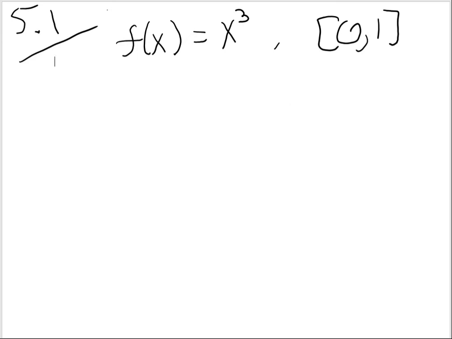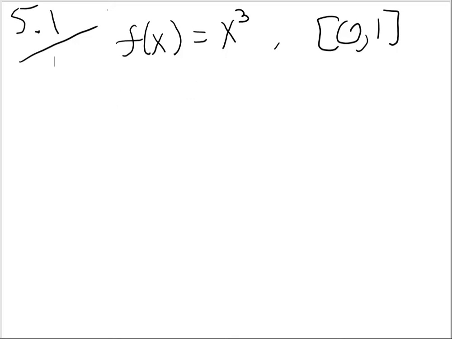I will start out with the true area of this thing, which is going to be 0.25.